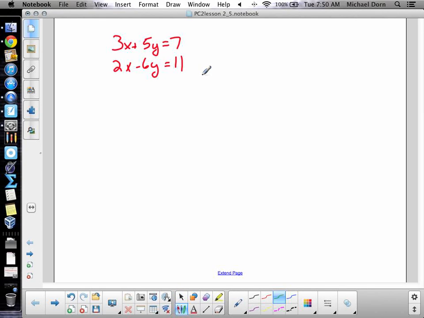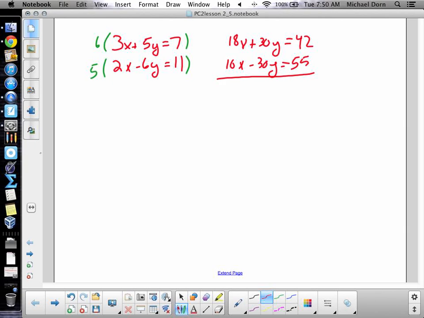Let's start by eliminating the y's because I have opposite signs there already. So I'll multiply this one by 6 and this one by 5. So it's 18x plus 30y equals 42, and 10x minus 30y equals 55. So 28x equals 97 divided by 28.